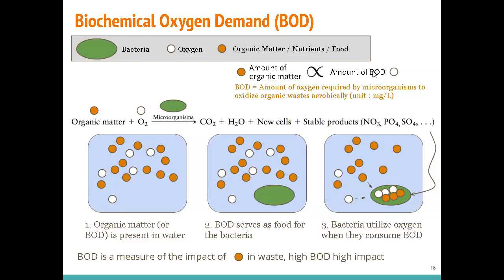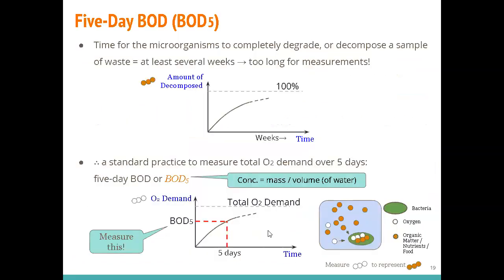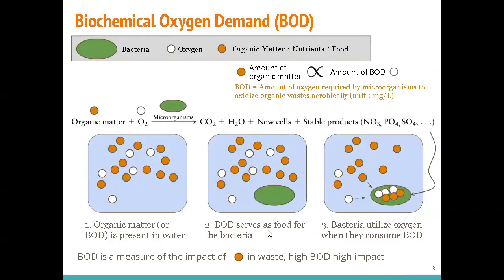We are not actually interested in the oxygen. We are actually interested in the amount of organic matter. So we are turning the things that we want to measure into oxygen amount. BOD is a measure of the impact of the organic matter in the waste, and high BOD, high impact, right? High BOD meaning that you need more oxygen. High BOD meaning high amount of organic matter. We have to be clear on this concept before we go further.